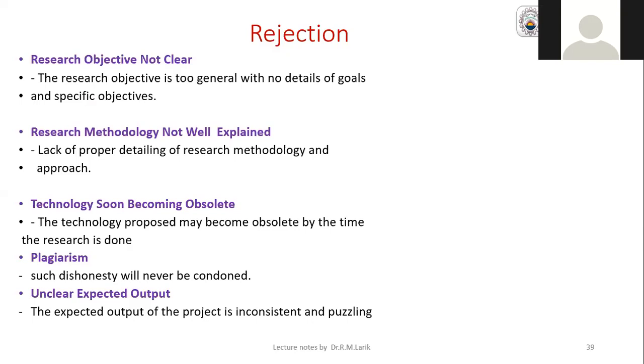Similarly, sometimes the methodology is not well explained, there is a lack of proper detailing of the research methodology, and the approach is not appropriate, they feel, right? And sometimes some things are obsolete and you're talking about very old things. So this is also a reason for rejection. Plagiarism, as I have told you earlier, is academic theft. This is dishonesty actually, so it should never be allowed. And unclear expected outcome: when you do not do experiments, then you are not sure about your expected outcome, right? So it happens sometimes, right? So try to avoid all these.